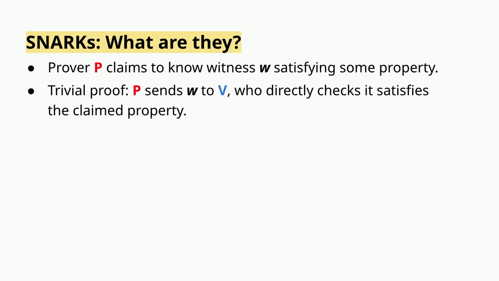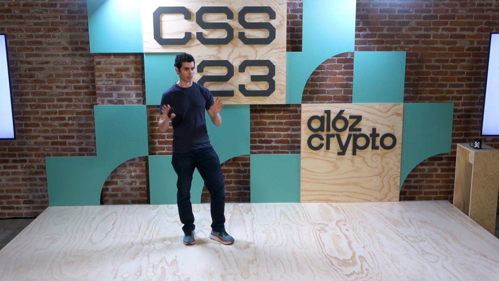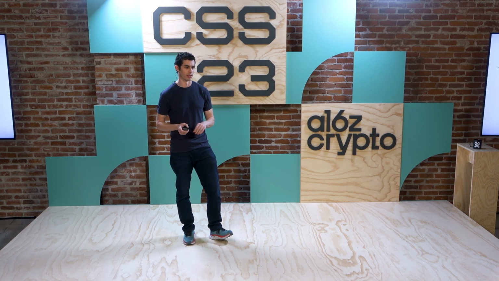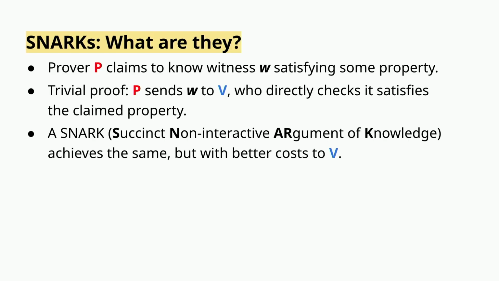Alice once again is proving to know some secret information. Okay, and again, the trivial proof system here would be to just send the secret information to Bob or to the verifier, who can just directly check that the witness is valid. It satisfies the property Alice is claiming it does. It actually is the password to the Bitcoin wallet or something like that. Okay. So a SNARK, which stands for succinct non-interactive argument of knowledge, it just achieves the same effect of convincing the verifier that the prover knows the secret information, but it's less expensive for the verifier.